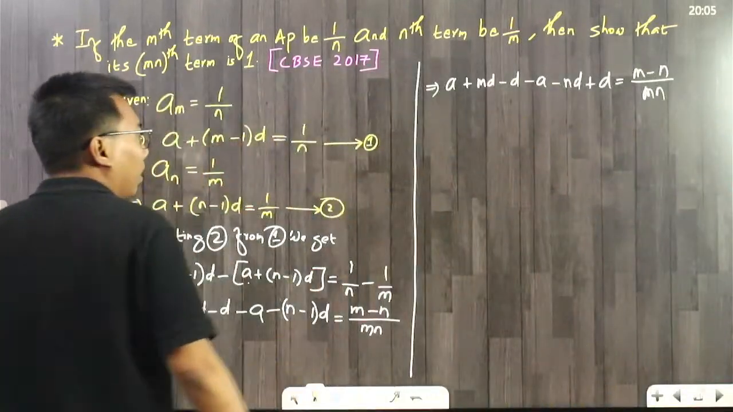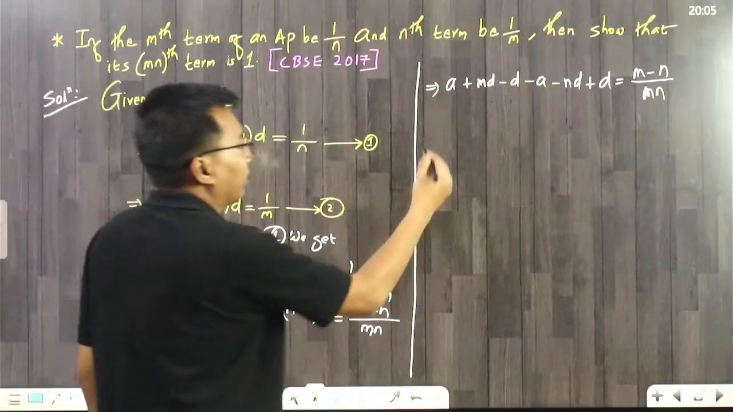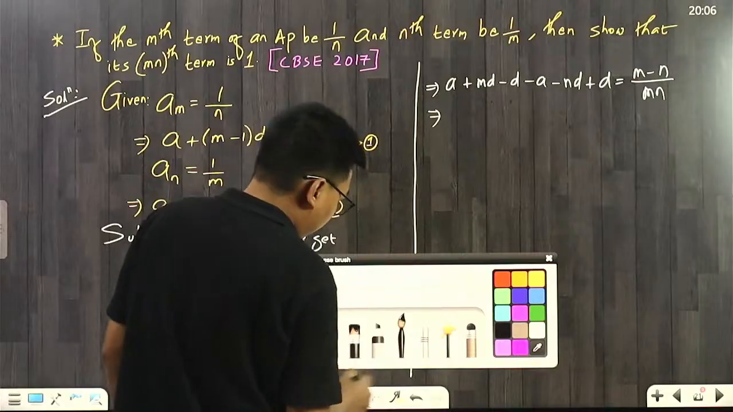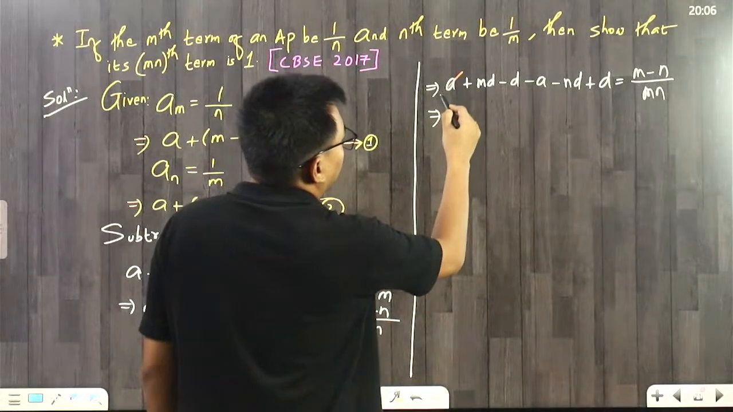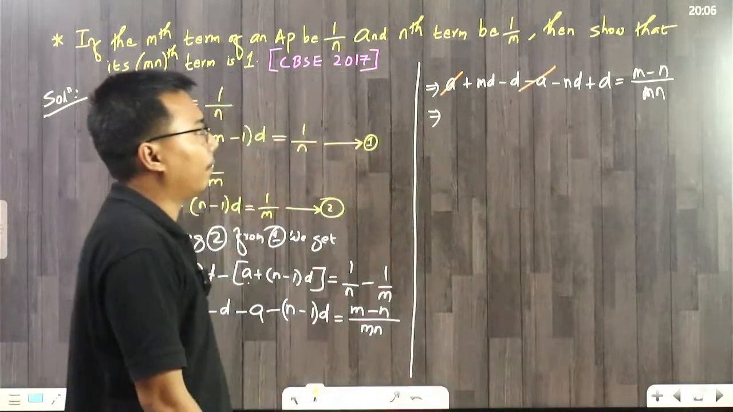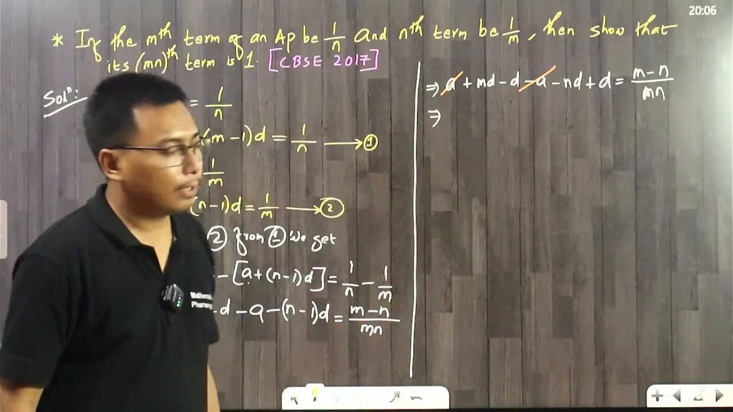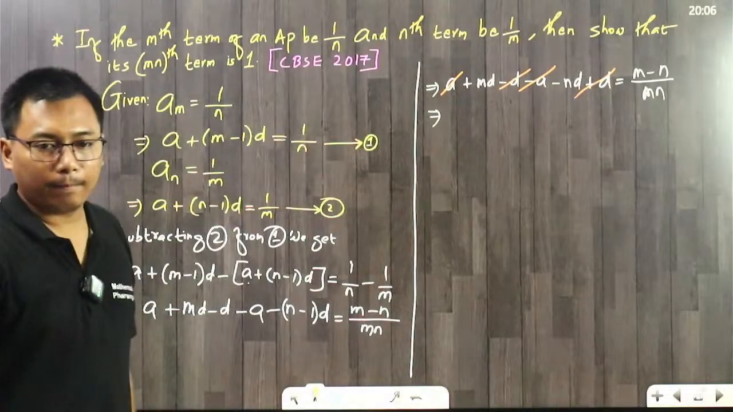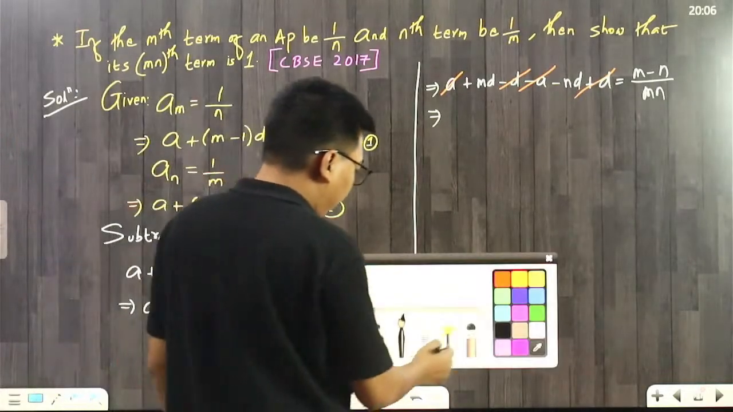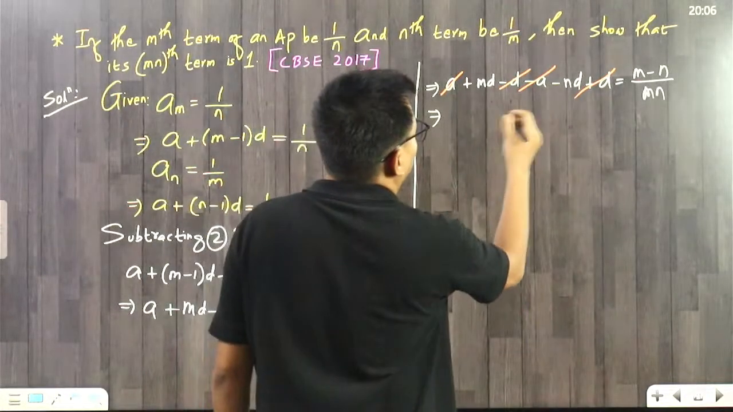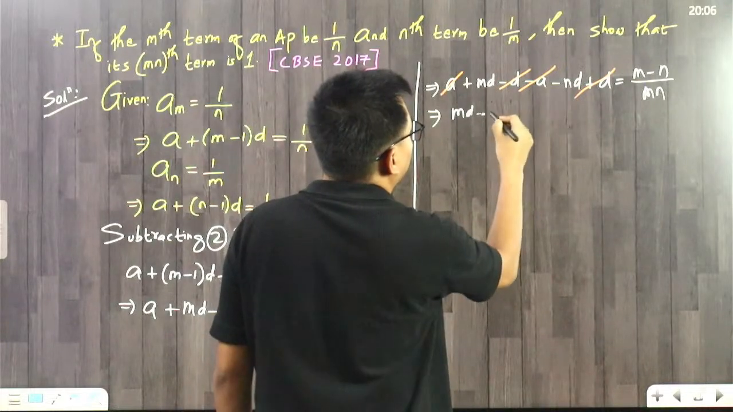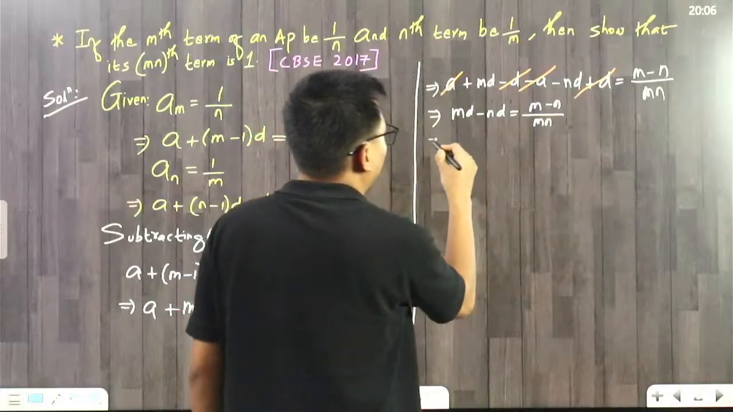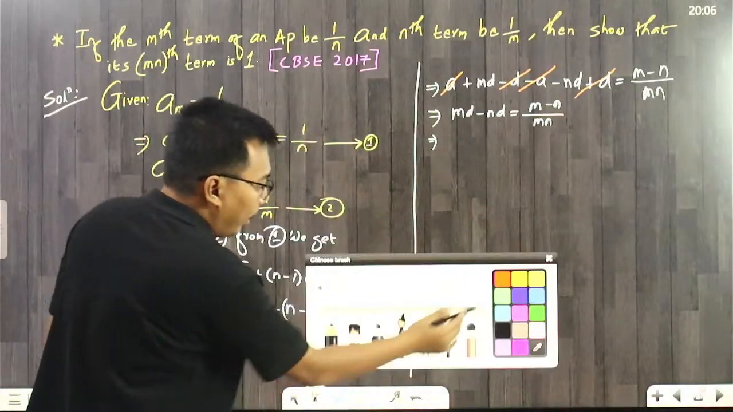Now see here. We have plus a and minus a, we'll cancel these. We have minus d and plus d, we'll also cancel these. So what will remain? We'll get md minus nd is equal to m minus n by mn.